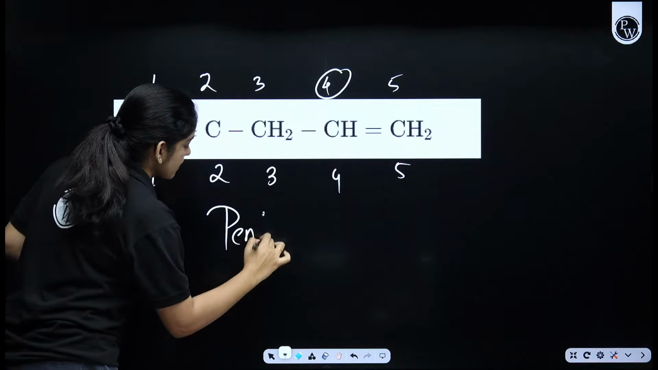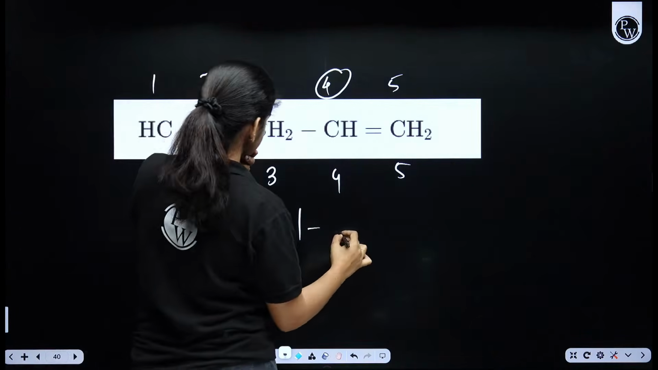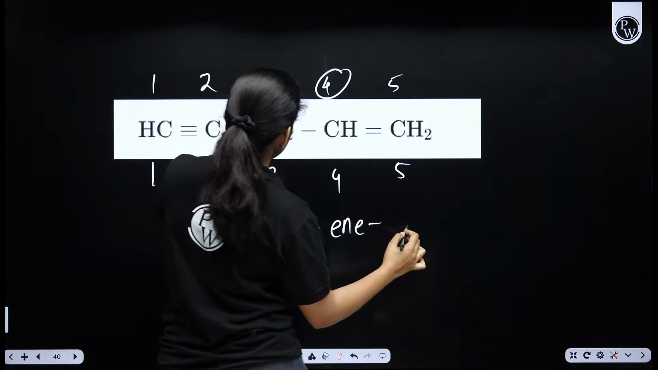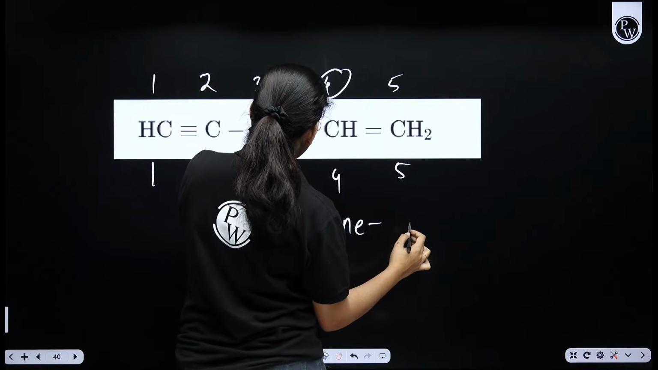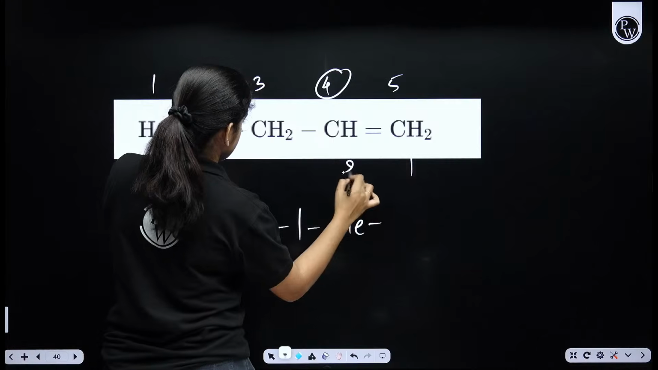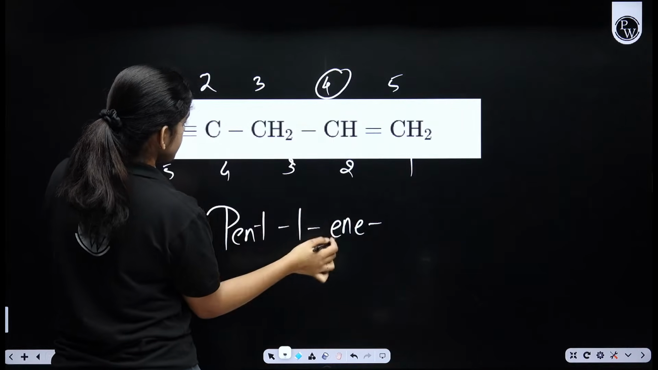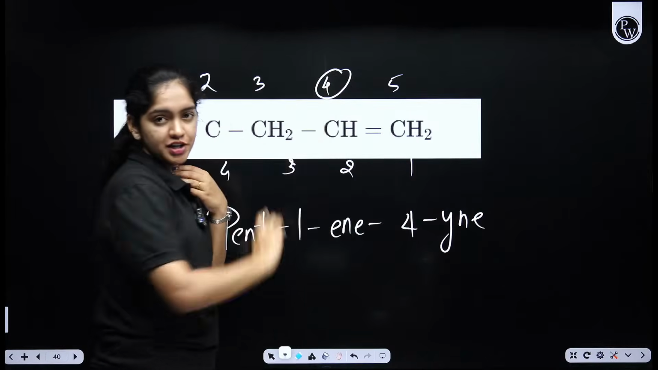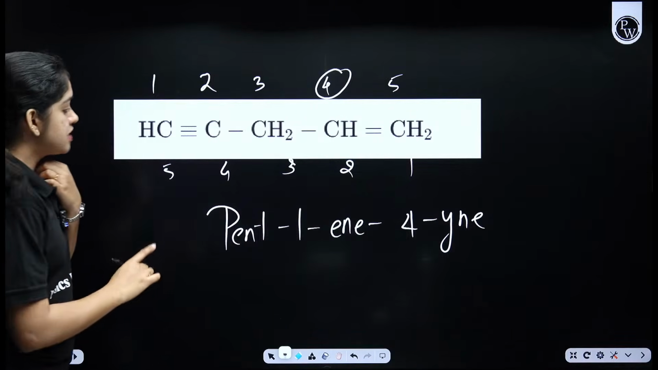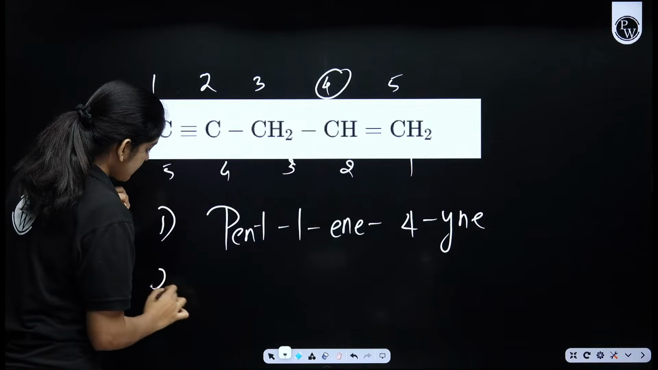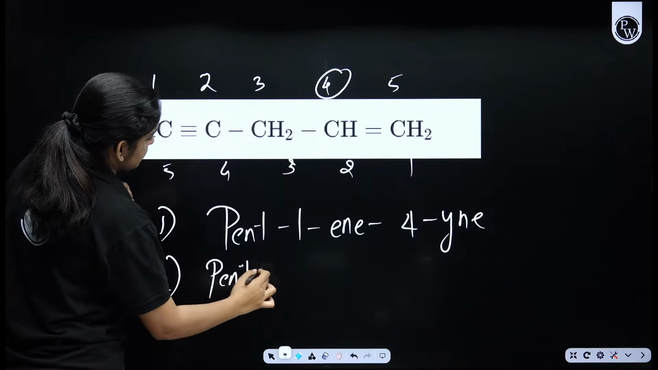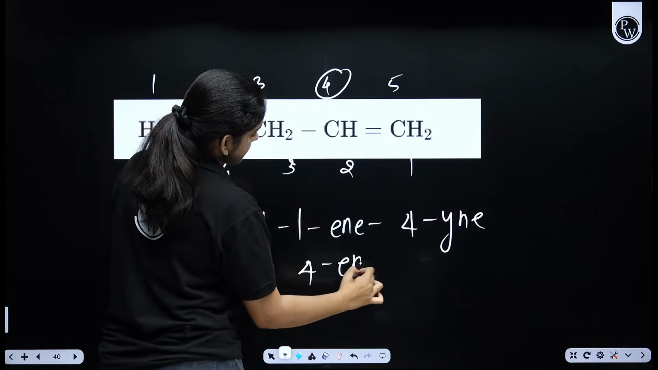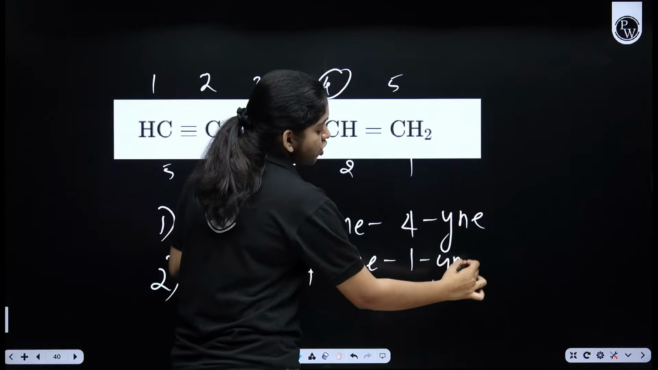Pent, 1 ene, then 4 ine. 2 options I am going to give you. Okay, you should find which is the answer. Pent, 1 ene, 4 ine. First option. Second option. Pent, 4 ene, 1 ine. 2 options I have given you.